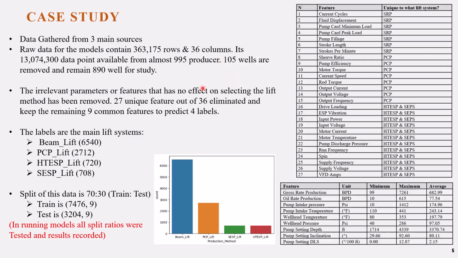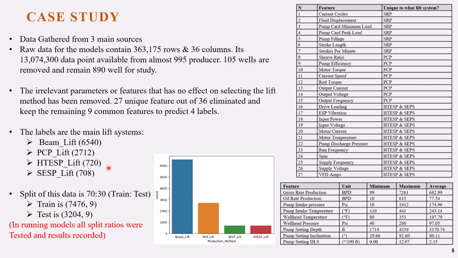In our case study, we gathered the data from three main sources. It's a very huge dataset from 995 producers. 105 wells were removed from this data because they have instability, and we end up with 890 wells for the study. We have almost 36 features, 27 of them eliminated, and we remain with the 9 common features to predict the 4 labels, which are beam lift, PCP lift, standard ESP lift, and high temp ESP lift.